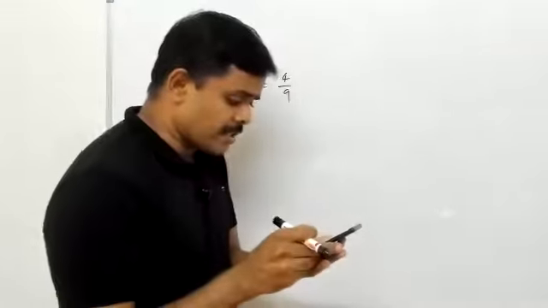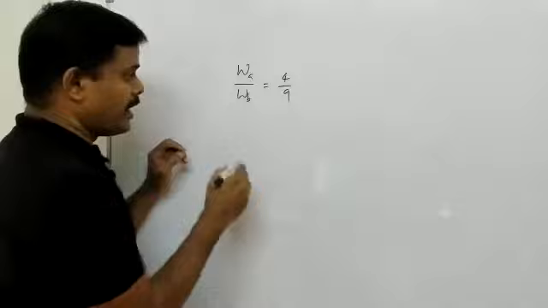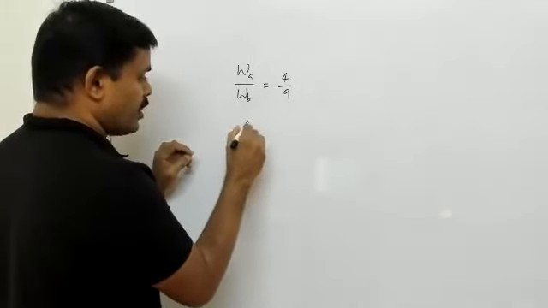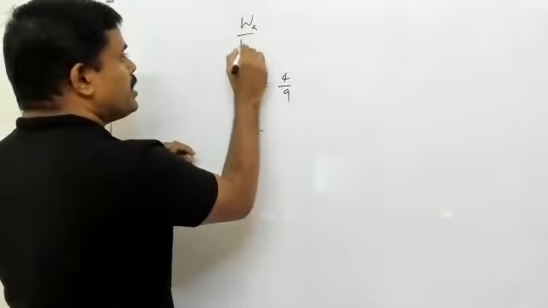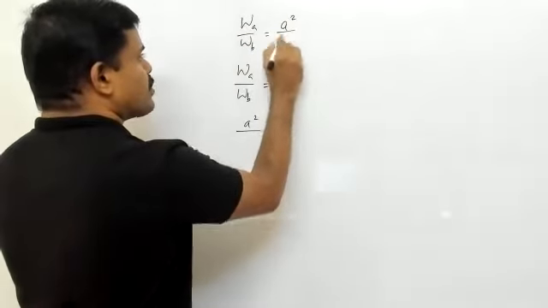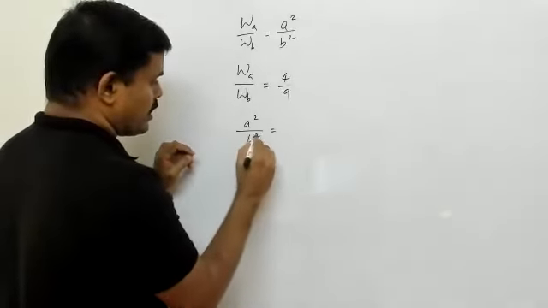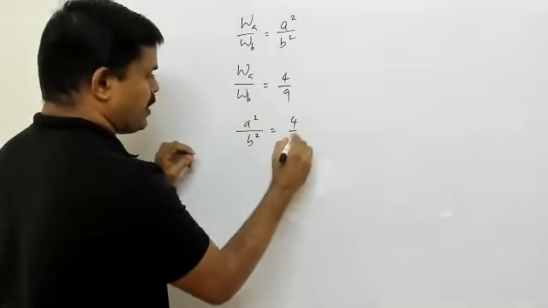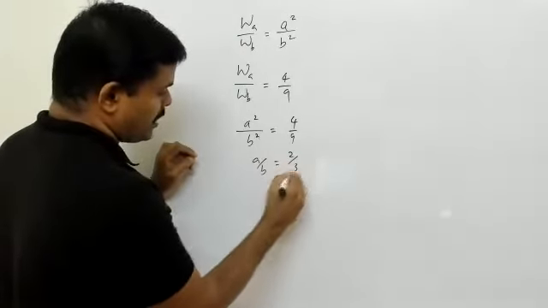In a Young's double slit experiment, the widths of the slits are in the ratio 4:9. So widths are in the ratio 4:9. The width ratio WA by WB, we wrote an equation for it, if you remember: A square by B square is 4/9. Or if I take the square root of this, A by B is 2/3.